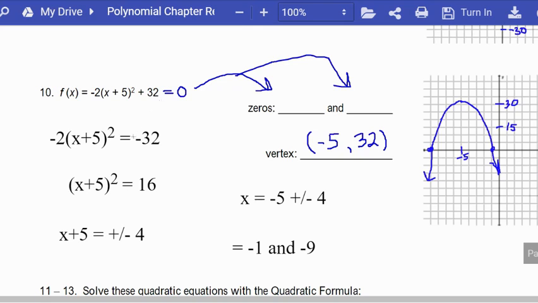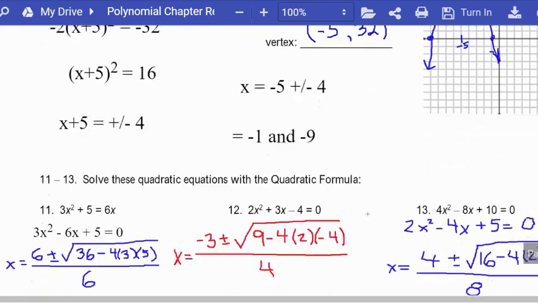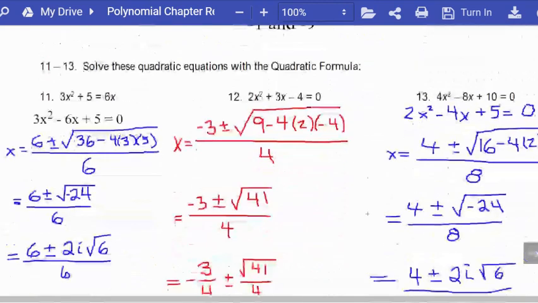Set it equal to 0, solve for x, you get a couple different values, -5 plus or minus 4, which I suppose is the same as -5 plus or minus -4. We get the two values of the zeros, then here again, draw your graph, and you're good to go.